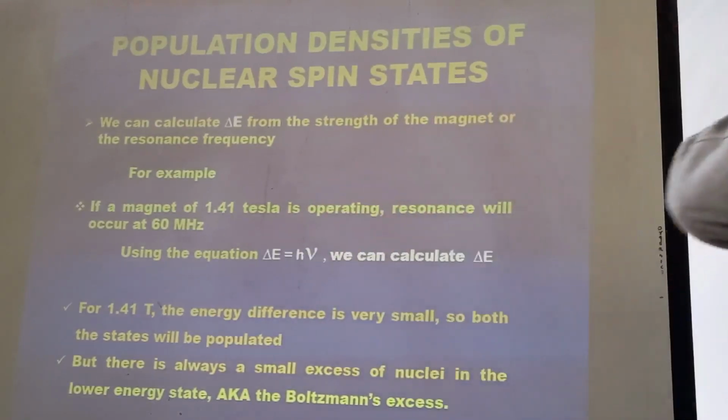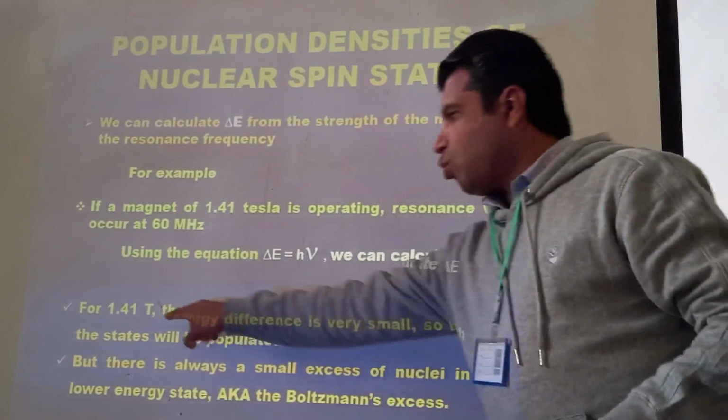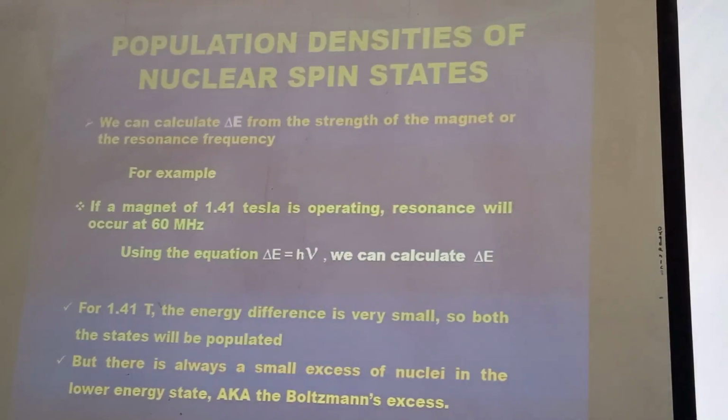Now, at 60 megahertz under 1.41 Tesla, nuclei jump from lower energy state to higher energy state. But for 1.41 Tesla, the energy difference is very small. Del E is directly proportional to B naught. So if B naught is smaller, del E is smaller. So 1.41 Tesla is a small magnetic field, and that means del E would be smaller, which means that it is easier for nuclei to jump from alpha to beta state.